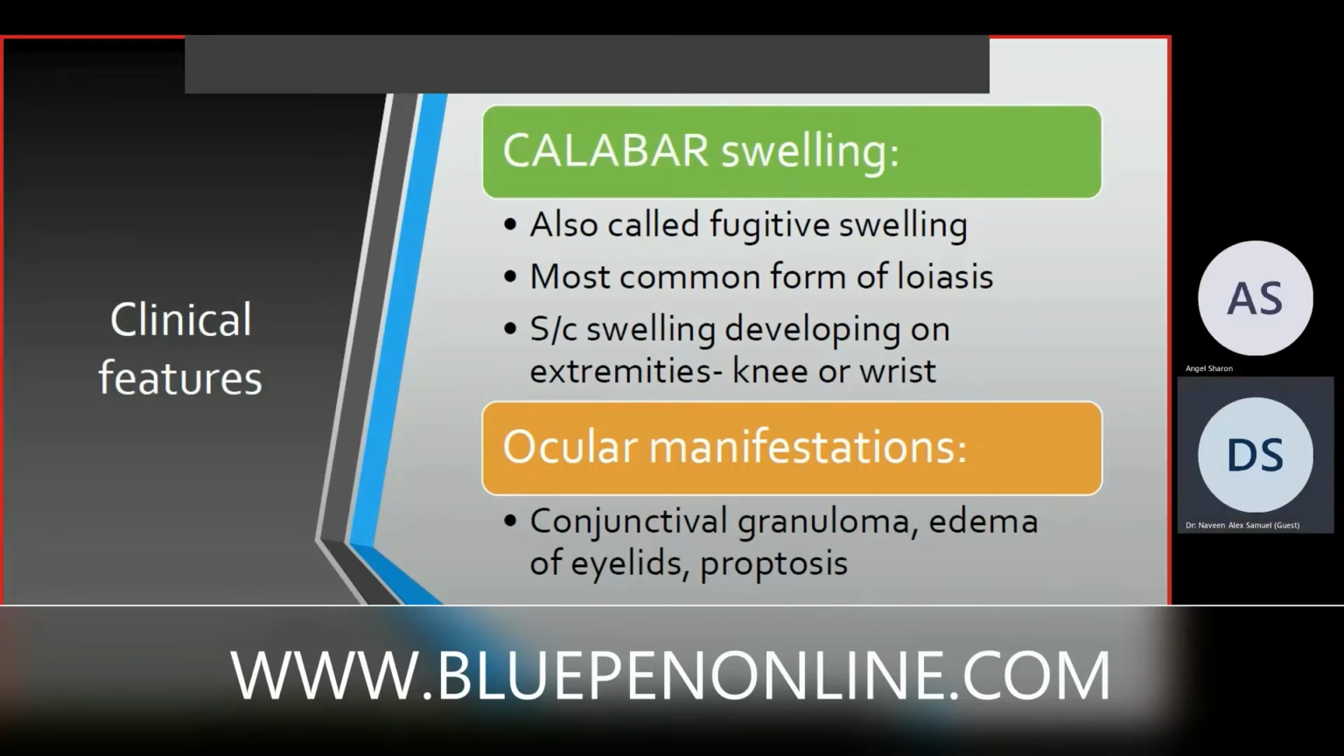Then other ocular manifestations seen are conjunctival granuloma, edema of the eyelids, and proptosis. So if it affects the eye, it will cause conjunctival granuloma. It will cause edema of the eyelids. Once the edema of the eyelids is formed, it will cause the pushing of the eyeball outside. It will cause proptosis.